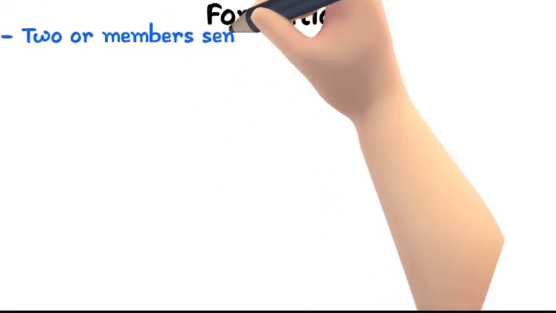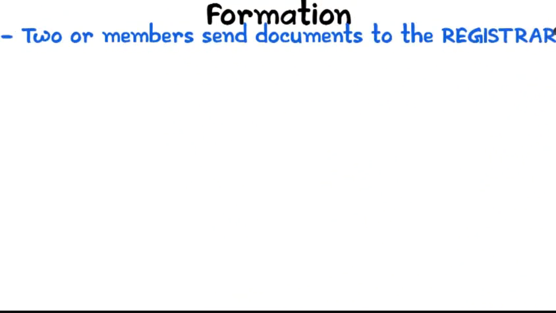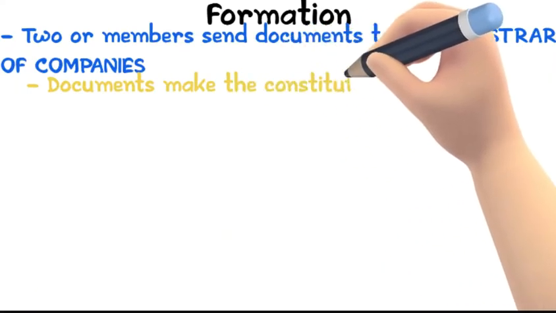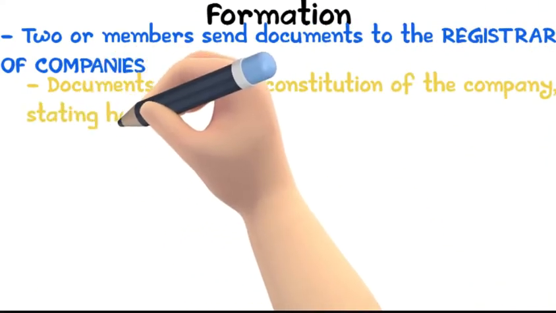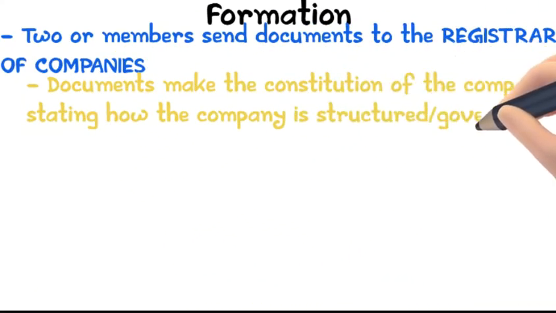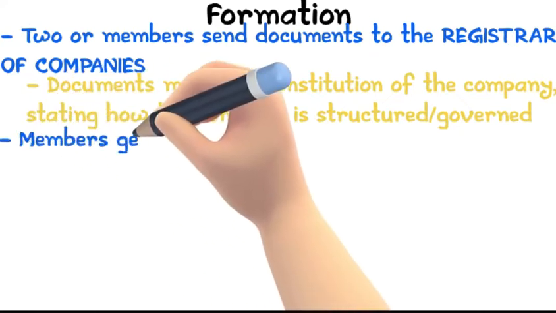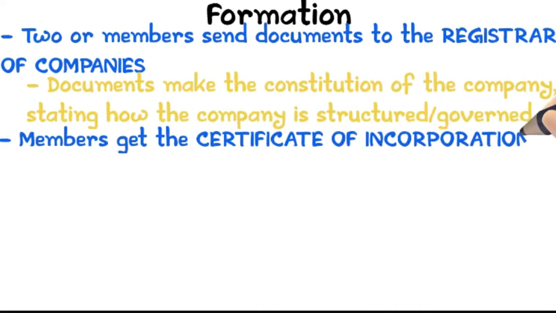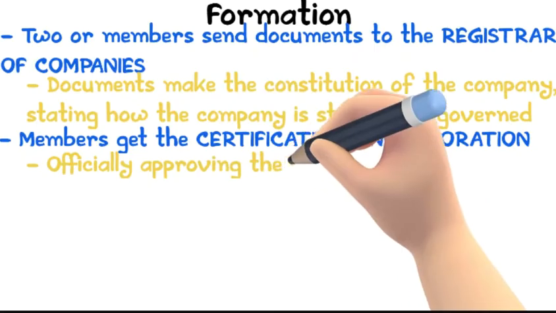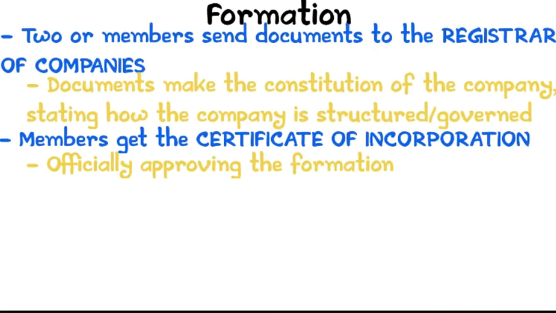Forming a limited company. First, two or more members send a bunch of documents, which we will discuss later on, to the registrar of companies. These documents make up the constitution of the company, stating how the company should be structured and governed. The members will now get a certificate of incorporation, officially approving the formation of a limited company.